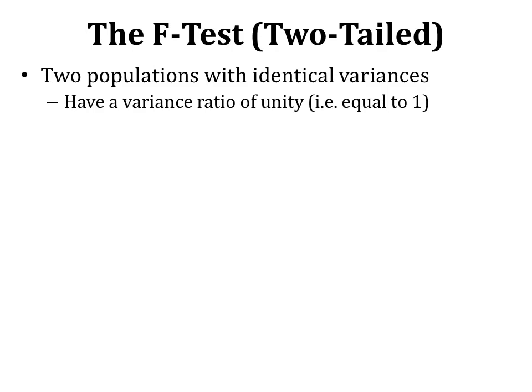So what is the f-test? There are different types of f-tests, and the f-test that we use before the t-test for unmatched observations is the two-tailed f-test. This test assumes that two populations with identical variances have a variance ratio of unity, that is equal to 1. If both values are the same and we divide one by the other, the answer should be 1. For example, if we have a value of 3 and the other value is also 3, then 3 by 3 is 1. If one value is 5 and the other is also 5, then their ratio is 1.